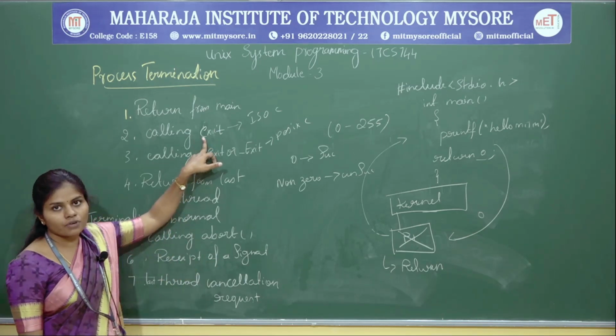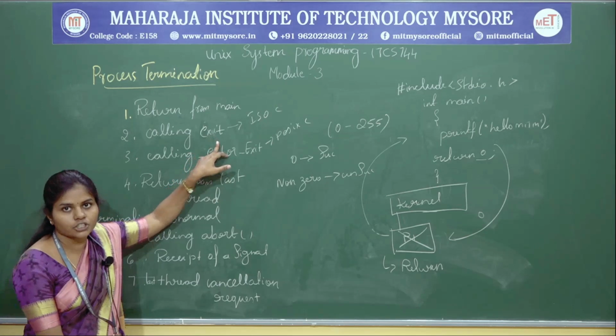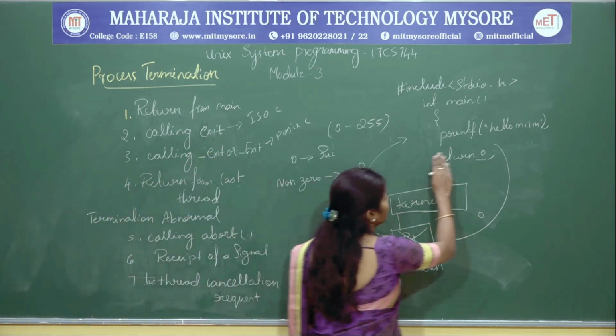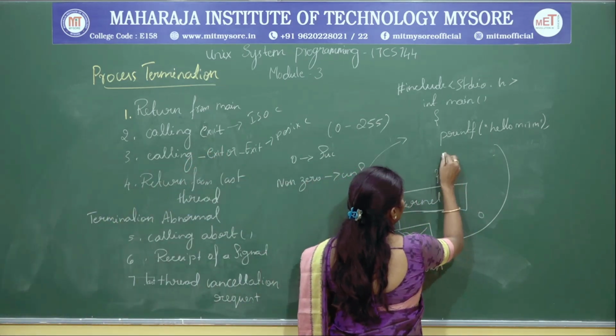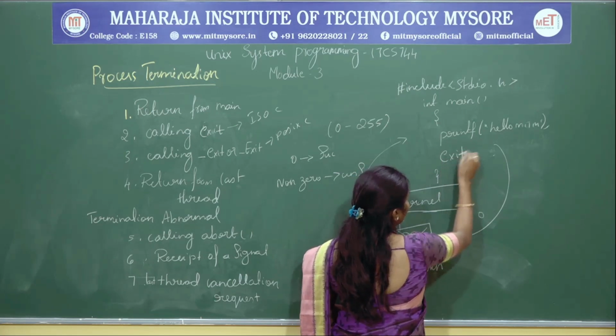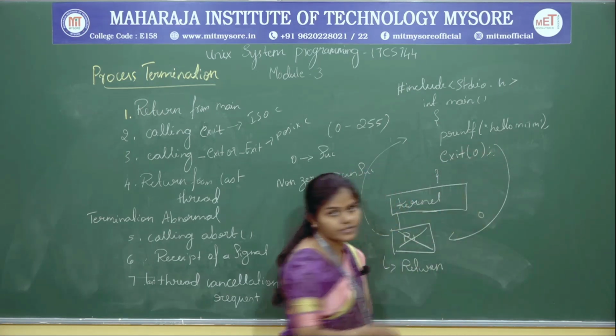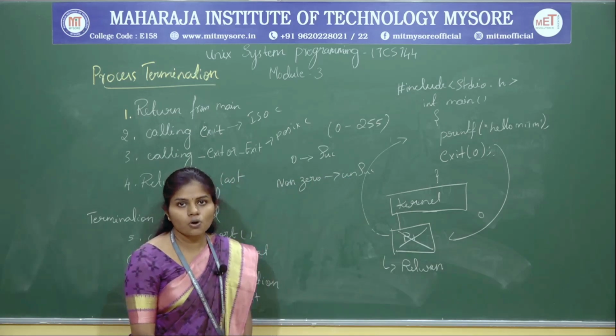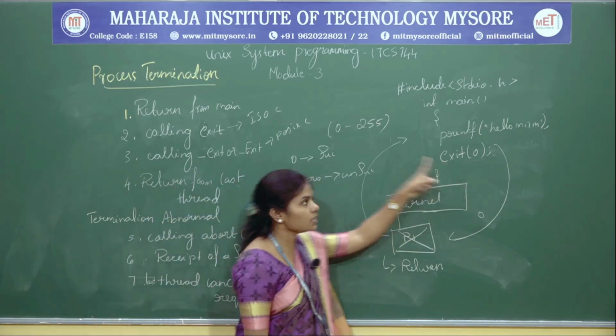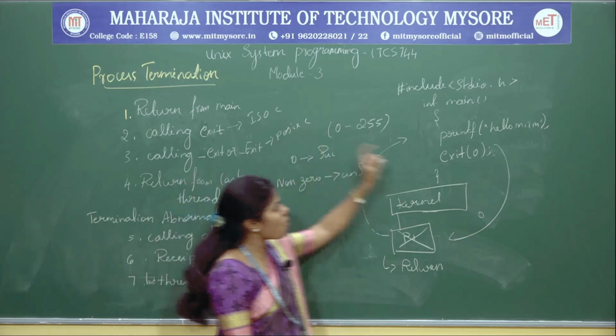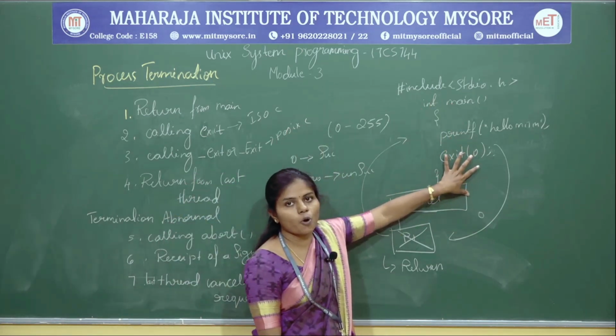See here, when it is going to fetch the exit function, instead of return I am going to write exit of 0. The exit of 0 is going to be used in ISO C. Now what happens, it is going to run the program.